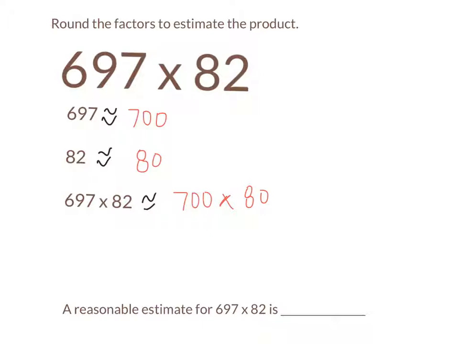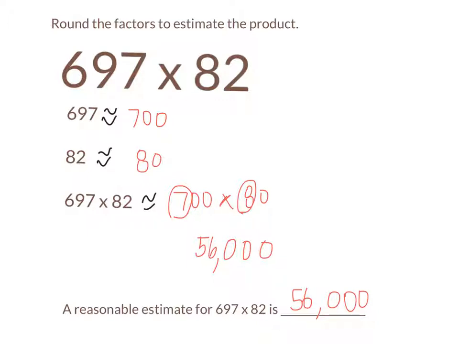Do you see that? And now we know that when we have multiples of 10, we can multiply the numbers. So we have 7 times 8, which is 56. And how many factors of 10 do we have? 1, 2, 3. So that means we need to add how many zeros? 1, 2, 3. So a reasonable estimate for 697 times 82 is? 56,000. 56,000. Very good. So when we round the factors, in order to find a reasonable estimate, we want to round it so that our factors are multiples of 10. Do you see that? Okay.